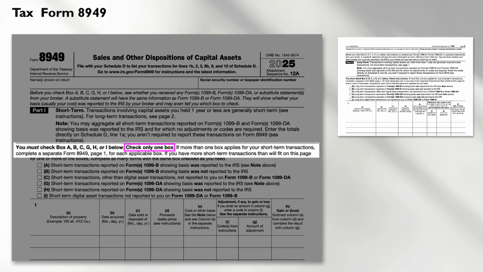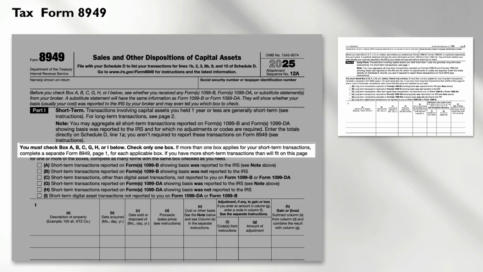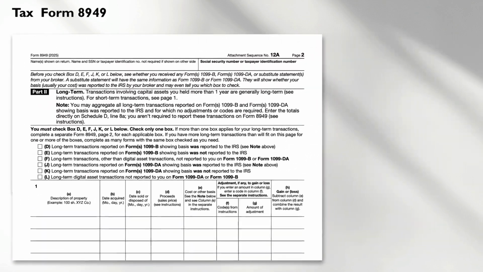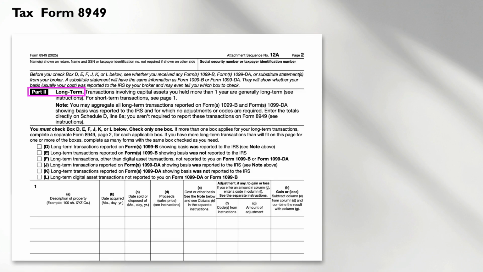You can only check 1 box per page. If more than 1 box applies, you must complete a separate Form 8949 page for each category. And obviously, the tax software will generate these pages for you. Part 2 works the same way for long-term transactions.